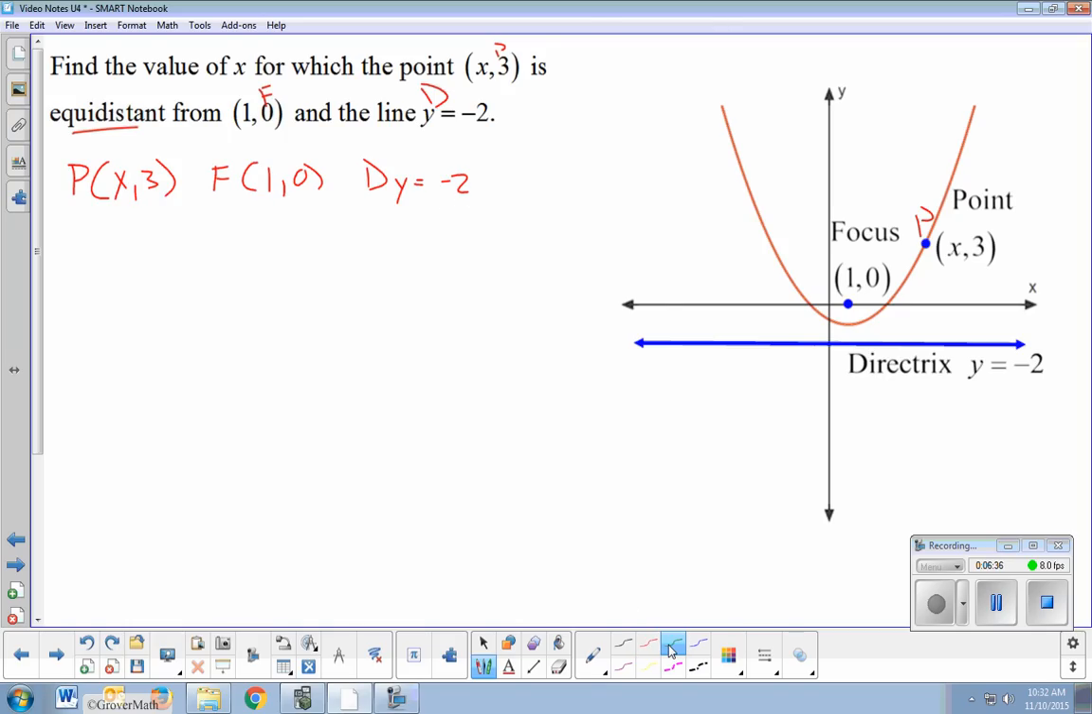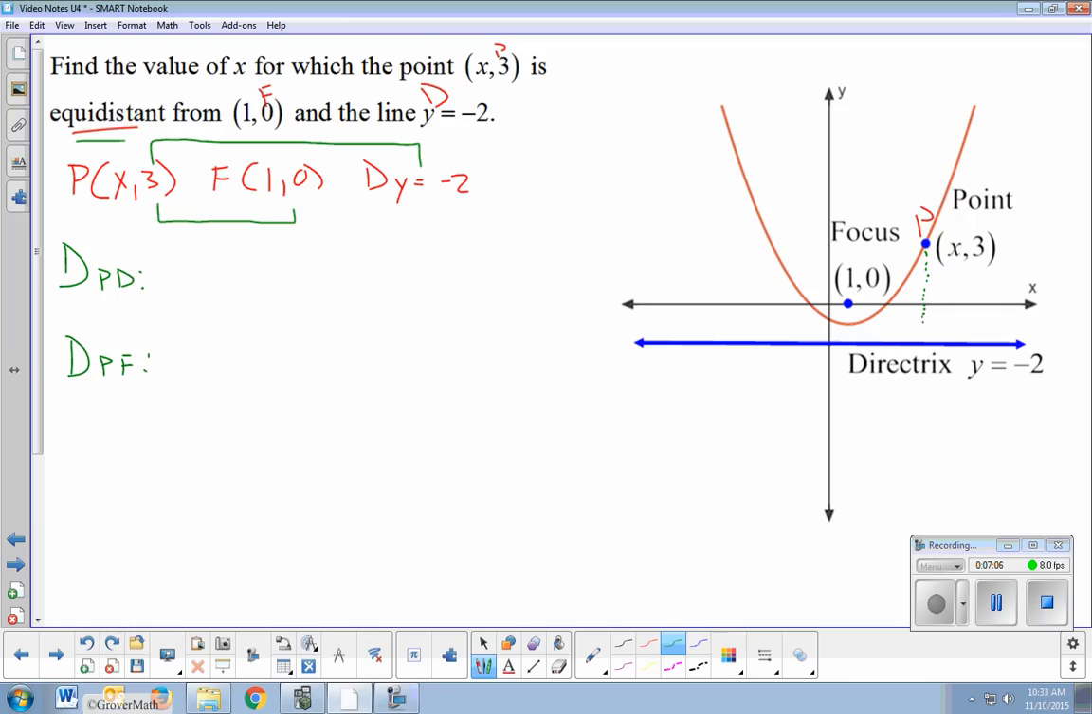And the way we solve this is to use the fact that it has to be equidistant. So the distance between the point and the directrix has to be equal to the distance between the point and the focus. So I have to figure out the distance between these first and then match that to the distance between these.